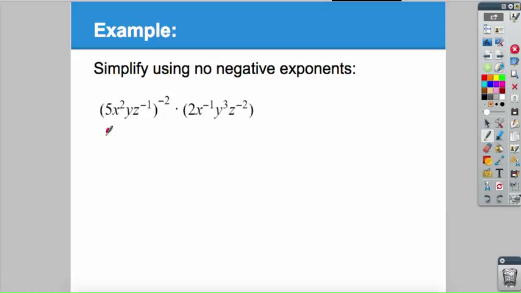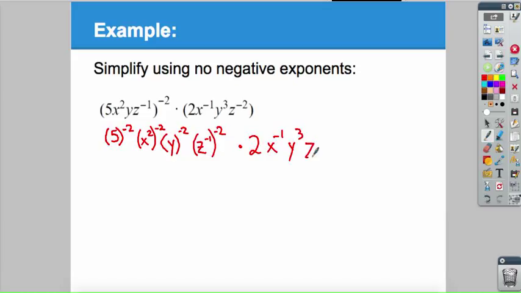So the first thing I would do here is I would rewrite each term receiving that exponent, and I have x squared to the negative second. I have y to the negative second, and I have z to the negative first to the negative second, times, inside my other parenthesis, 2x to the negative first, y cubed, z to the negative second.